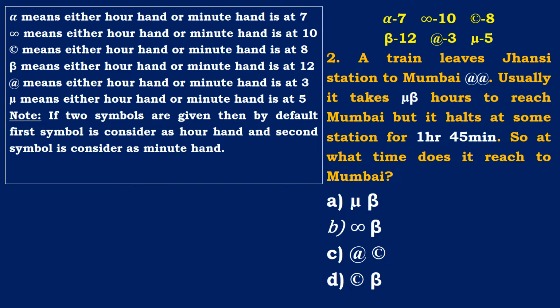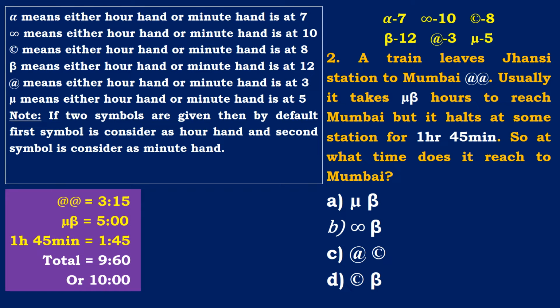A train leaves at At, which is 3 hours 15 minutes. It takes Micro Beta hours, or 5 hours, to reach Mumbai. The halt at some stations is 1 hour 45 minutes. The total duration is now 3 hours 15 minutes plus 5 hours plus 1 hour 45 minutes, or 9 hours 60 minutes, or 10 hours. The hour hand reads 10, and the minute hand reads 12. Therefore, 10 and 12 represent Infinity Beta. Option B is the correct answer.